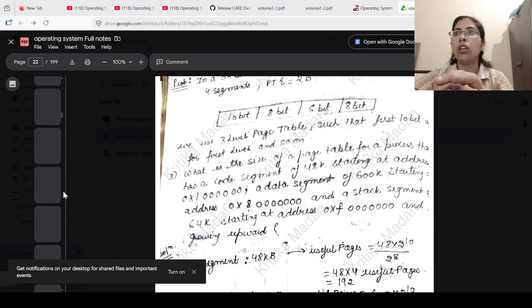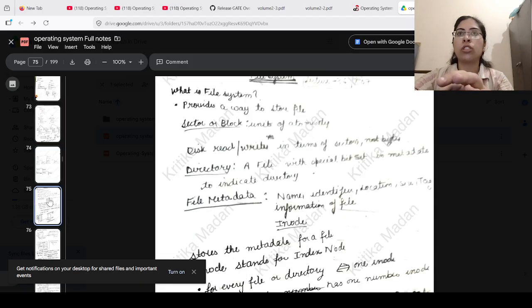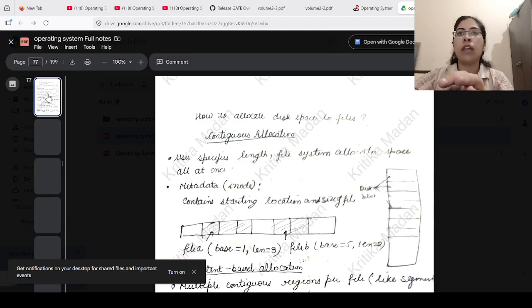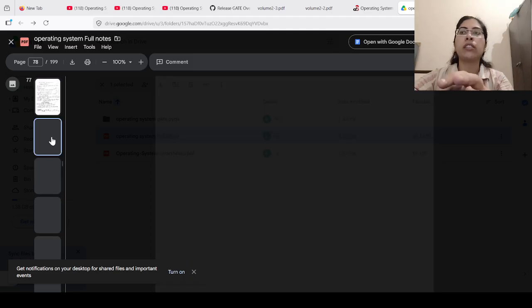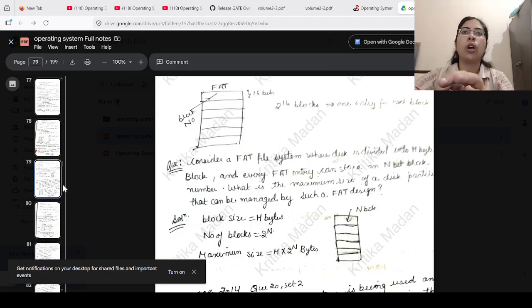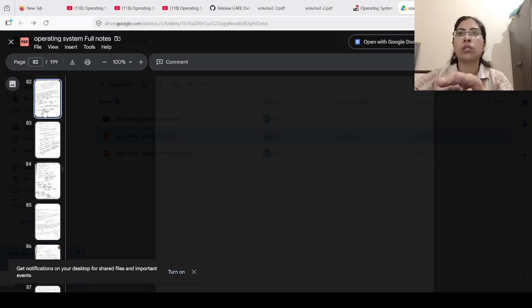These are about 199 pages of notes. File system, everything is given. Many test series questions I have solved in these notes: Zeal test series questions, GATE Overflow, Go Classes test series questions. Everything I have solved in these notes.